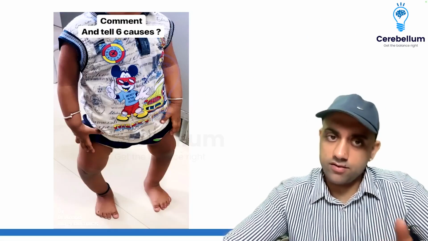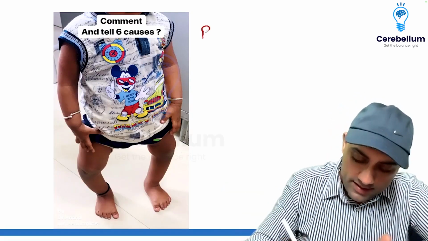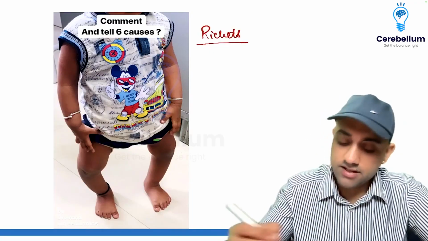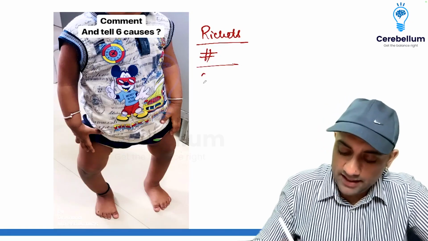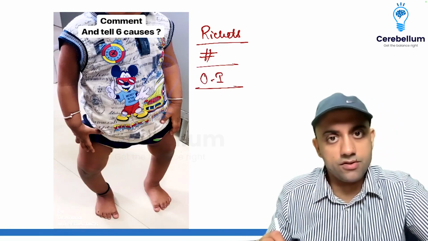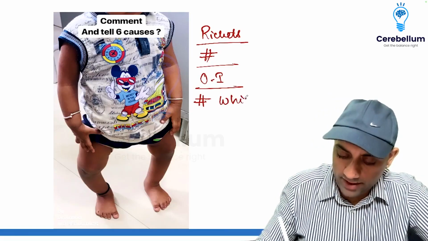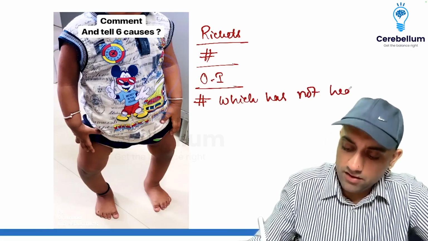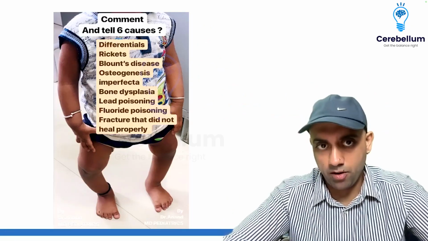Bowing of legs. Comment and tell 6 causes. Quite a good question actually. So we all know that rickets is one cause where the patient has bowing of legs and widening of wrist. Most importantly, maybe it could be a fracture, that's why it's behaving like this. Maybe a case of osteogenesis imperfecta. Maybe it is a fracture which has not healed properly. So these could be the causes: rickets, osteogenesis imperfecta, fracture which has not healed properly.